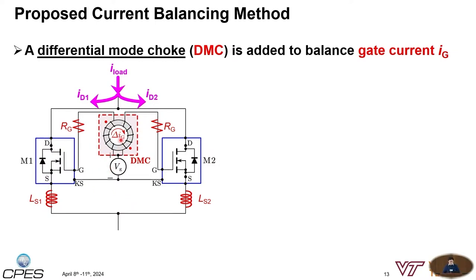When the gate currents IG are balanced, they will not see this differential mode choke on the gate driving path. But when the gate currents IG are unbalanced, this current difference, delta IG, will be suppressed by the large impedance of the magnetizing inductance Lm of the differential mode choke.